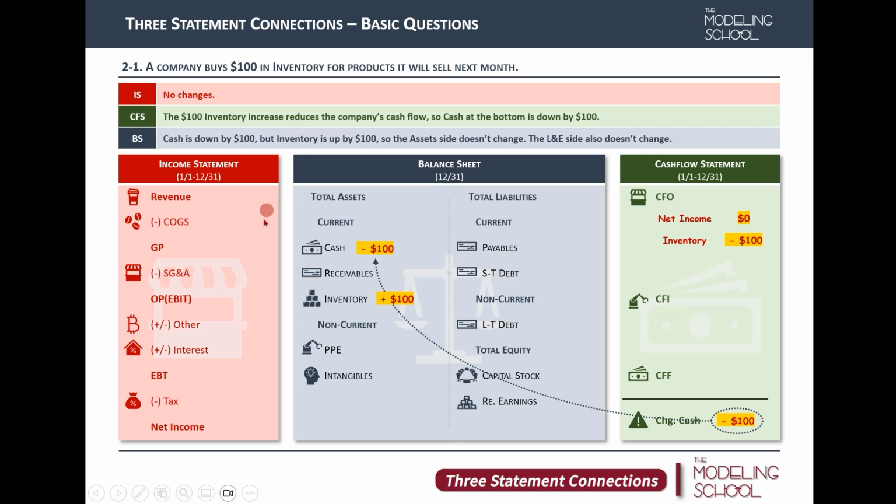So to sum up, no changes in the income statement. In the cash flow statement, the 100 inventory increase reduces the company's cash flow. So cash at the bottom is down by 100. Cash is down by 100, but inventory is up by 100, so the asset side does not change, and the same for the liabilities and equity side. And the balance sheet now matches.